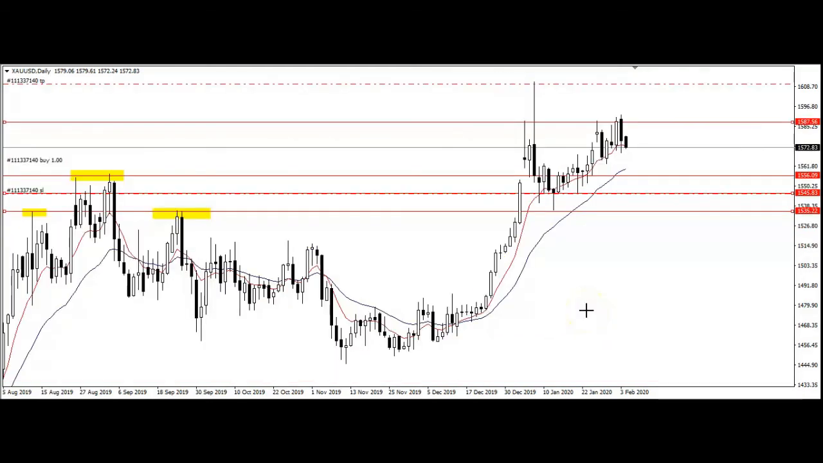Here we have gold. As I mentioned last week in my analysis, my bias on this pair is bullish. In fact, we are long on this pair as I'm talking to you. We are on a long-term uptrend with gold.